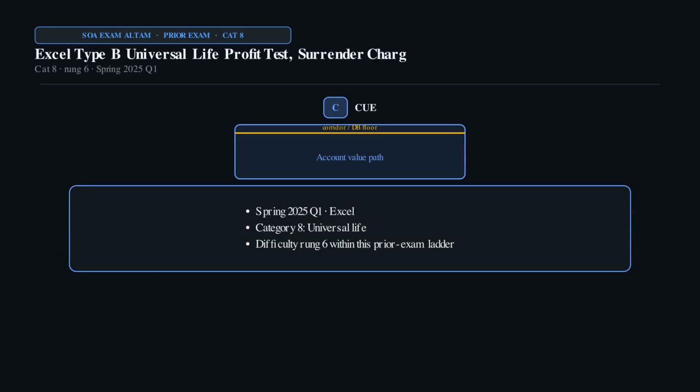Spring 2025 Question 1. Official Excel Workbook Question. This sits in Category 8, Universal Life, difficulty rung 6 on the prior exam ladder. Recognition Q. Type A BUL account value recursion, corridor, NLG, profit.